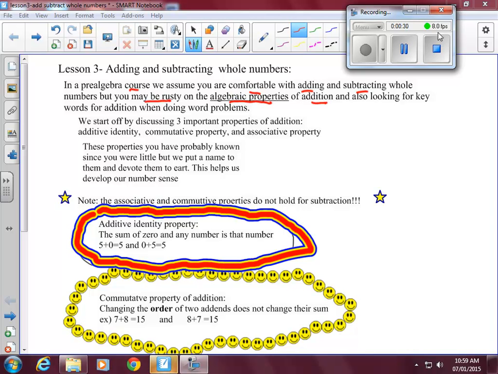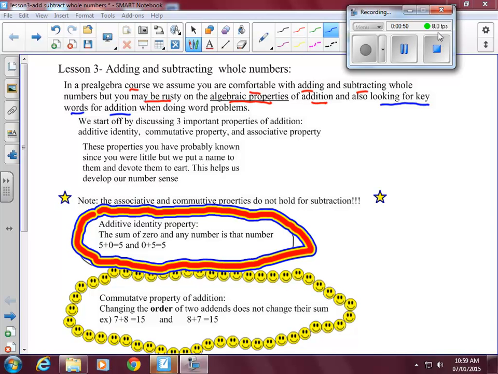Most people will say no, but it's actually something simple that you've known since you were little, but we're putting a name to it. That's what's different. Also, when you're reading a word problem, can you look for key words for addition? Do you know what key words trigger you that you need addition in that word problem?